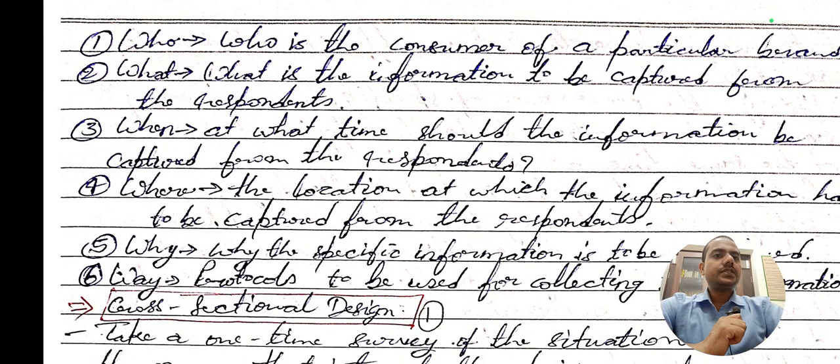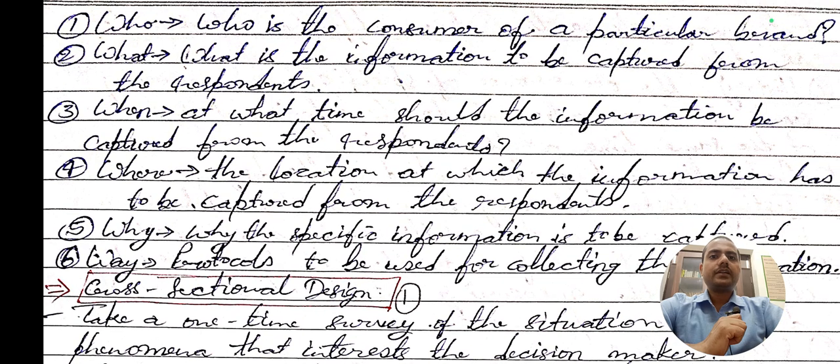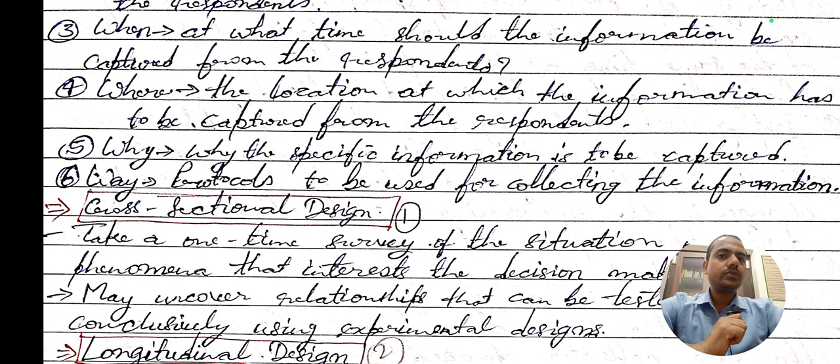So who is the consumer of a particular brand? What is the information to be captured from the respondent? At what time should the information be captured from the respondents? Where is the location at which the information has to be captured from the respondents? Why is the specific information to be captured, and ways, meaning the protocols to be used for collecting the information.